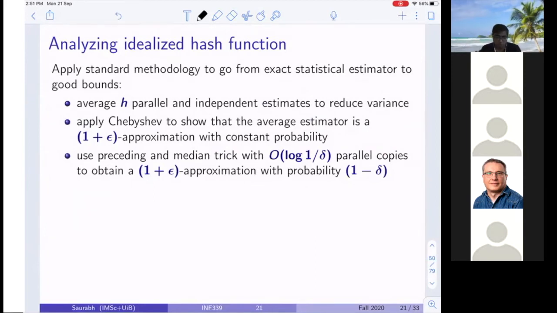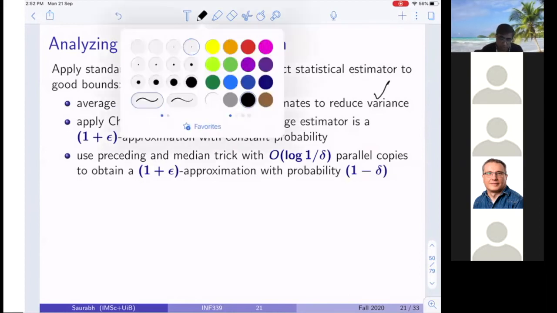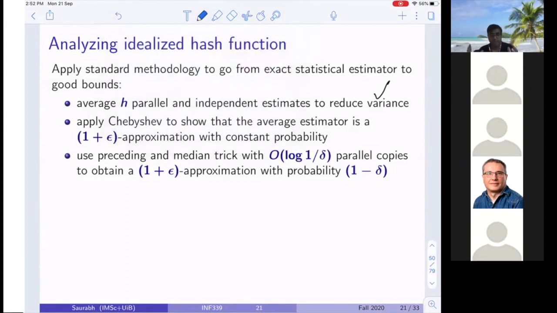what did we do for the Morris algorithm? We took the average of H parallel and independent estimates to reduce variance. That's the first thing we did. Then we applied Chebyshev to show that the average estimator is a 1 plus epsilon approximation with constant probability. And then we used a median trick with order log 1 by delta parallel copies to obtain a 1 plus epsilon approximation with probability 1 minus delta. So this is what we did for the Morris algorithm.